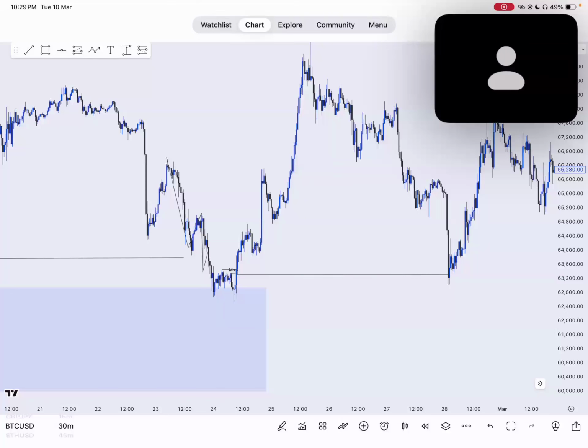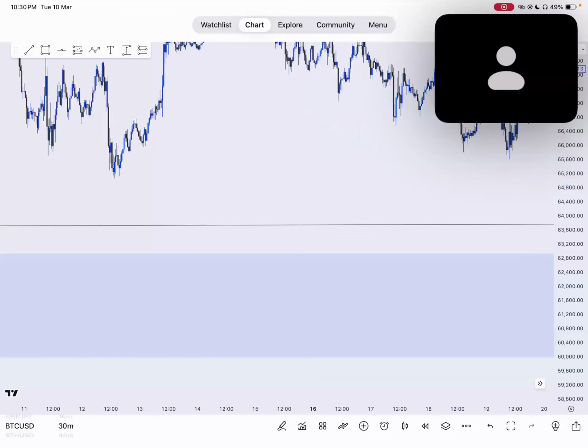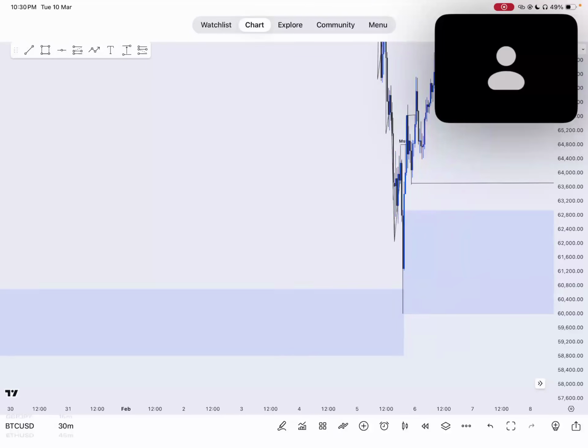The first one is the order block. The second one is the breaker block. For this class, we're going to talk about the order block. In the next class, that's when we'll talk about the breaker block and the rest.